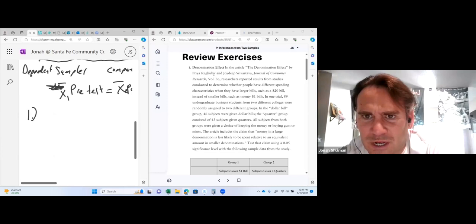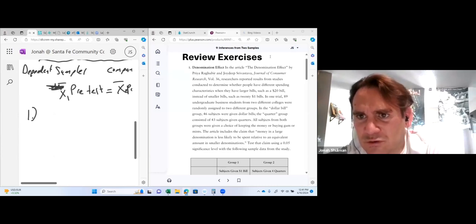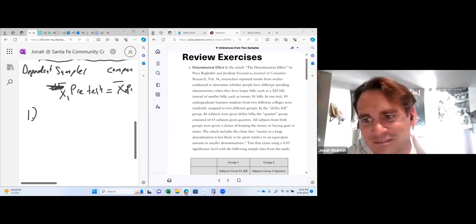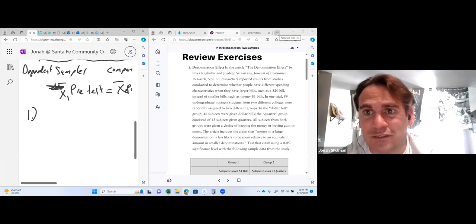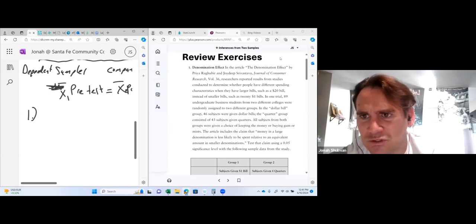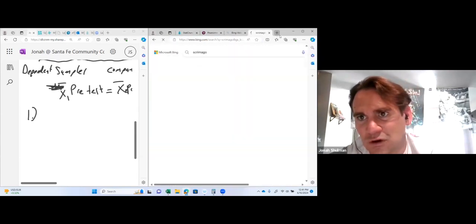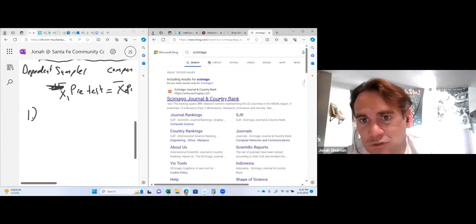We've got Priya Raghubir and Joydeep Srivastava from the Journal of Consumer Research. Just like everything, I try not to trust anything. That makes me sound like I'm crazy, but I always want to know where the stuff comes from. So I'm going to go to Scimago, and you should be doing this every time you see an article, just to make sure it comes from a good source.